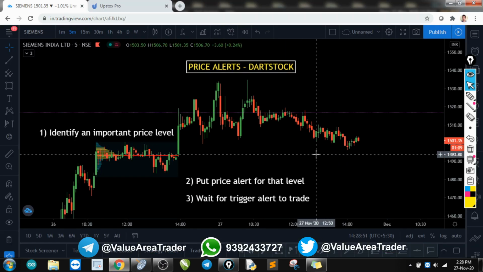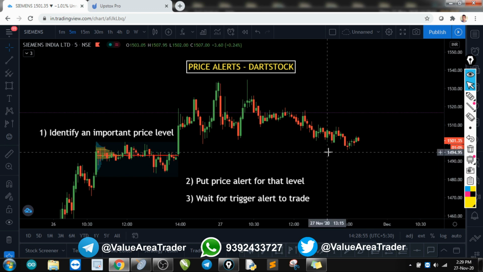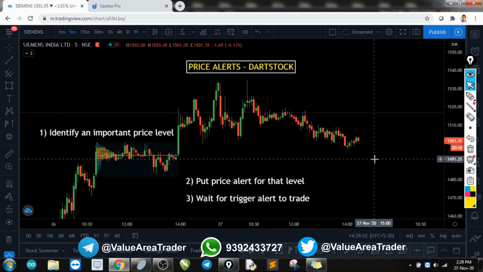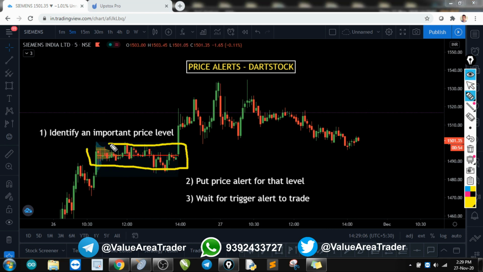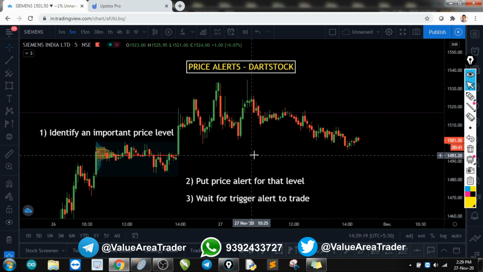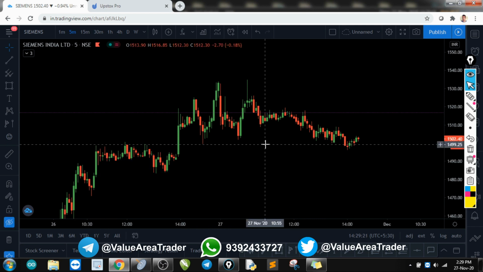So did the price come back to 1495? No, it is not coming back. It's almost end of the day today, so probably I will wait for the trigger to happen tomorrow. If that trigger happens tomorrow, then I'll take a buy trade at Siemens in this particular area. When the price comes to this area and I see a rejection candle here, I would take a buy trade for Siemens. Okay, we just now got a trigger for Kotak Mahindra, right?